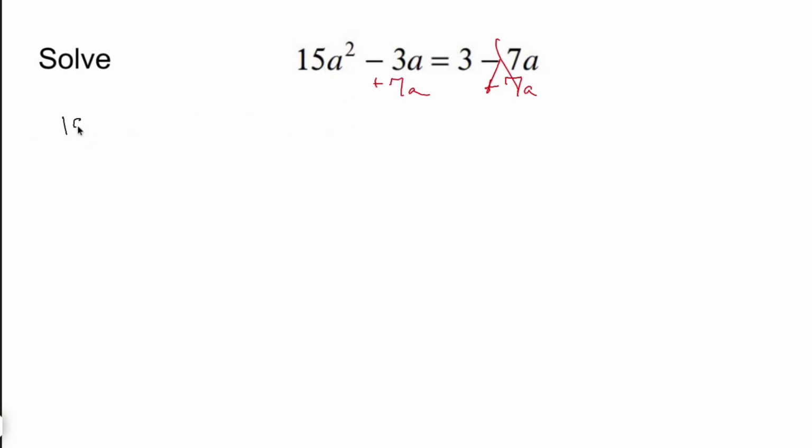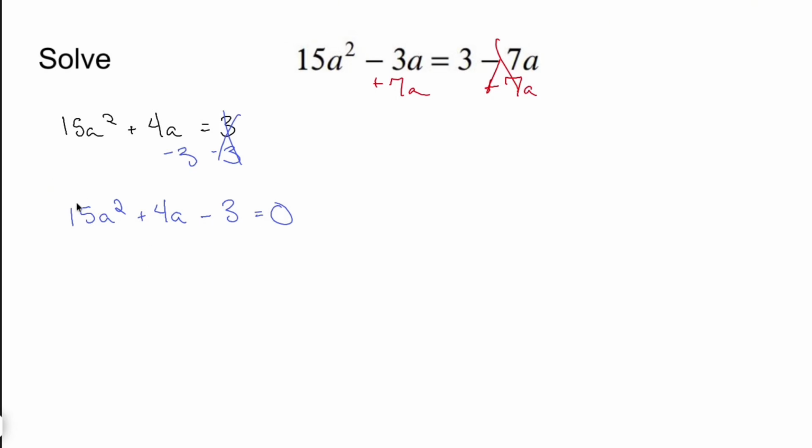15a squared plus 4a is now equal to 3. Let's subtract 3 from both sides. Minus 3, cross it out. That gets me 15a squared plus 4a minus 3 equals 0.